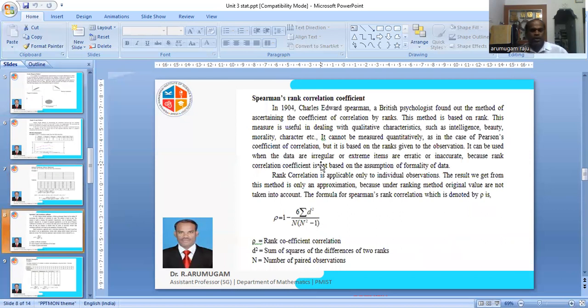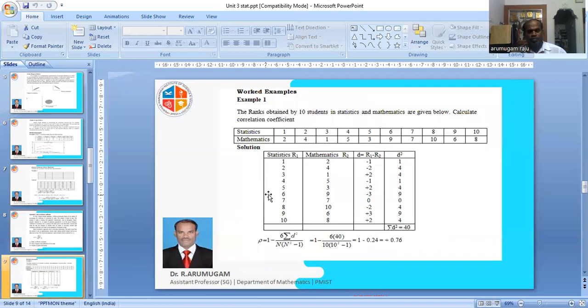The next one is rank correlation or Spearman's correlation. To find the rank correlation, we use the notation rho, pronounced R-O-W. Rho equals 1 minus 6 into summation d square divided by n into n square minus 1. Here d means deviation, and n means the number of paired observations. Next we have some examples for Spearman's correlation.